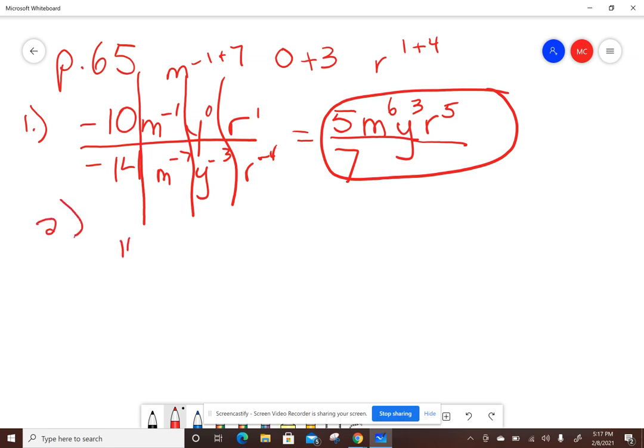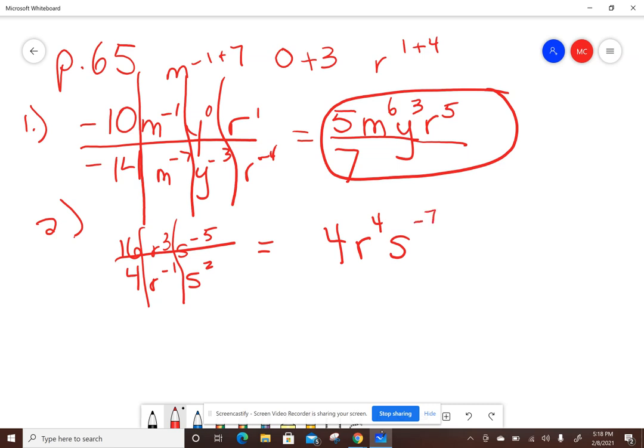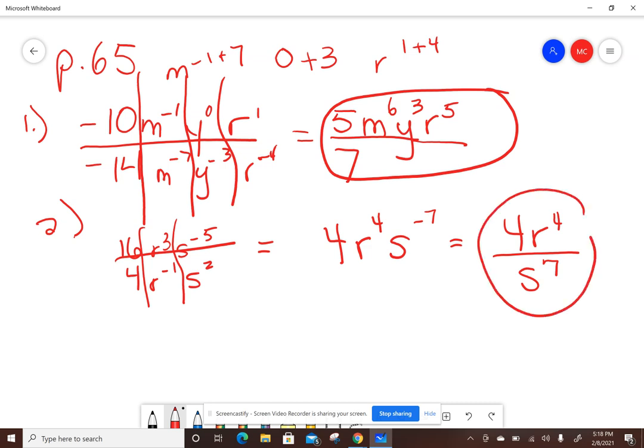Okay, number 2, 16R cubed S to the -5 all over 4R to the -1 S squared. Again, I break it into 3 easy problems. 16 over 4 is 4. R to the 3 minus -1 is R to the 4th. And S to the -5 minus 2 is S to the -7th. Now, I can't stop like this because this is not simplified because we have a negative exponent. So I leave the ones with the positive exponents in the numerator and I move this to the denominator. And that's the final answer.